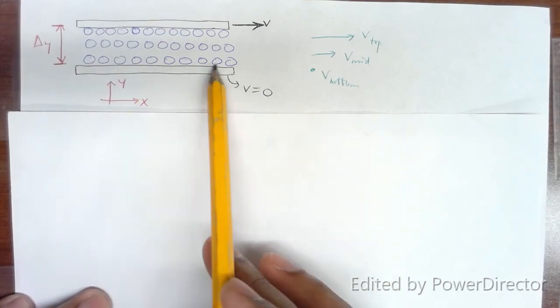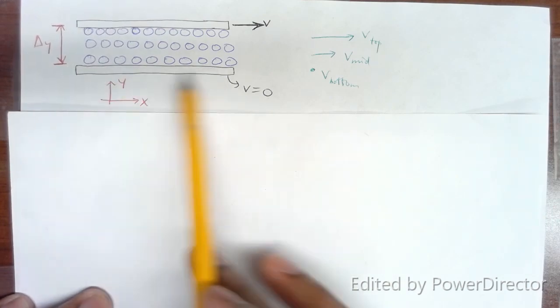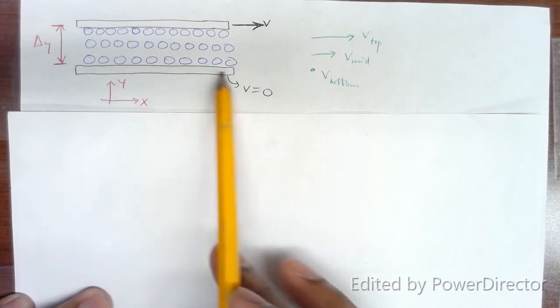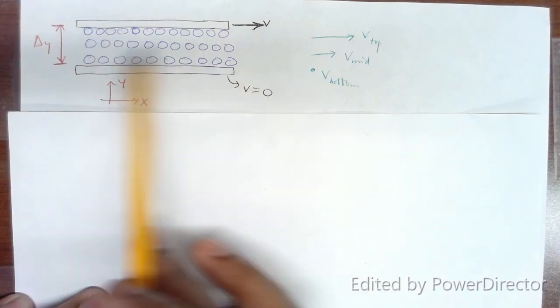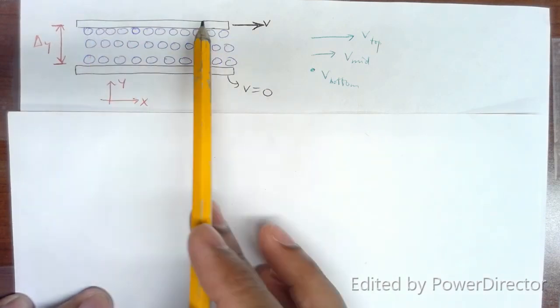So imagine you have a large metal plate. Here we're showing it in cross section. So you have one large metal plate here, you have some liquid, and then you have another large metal plate on top.